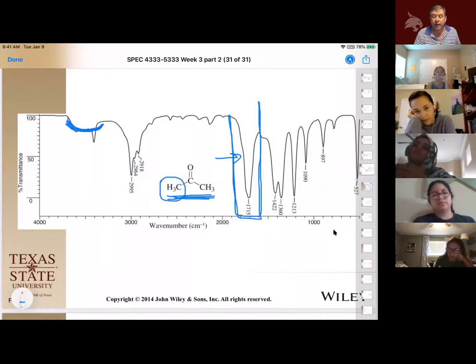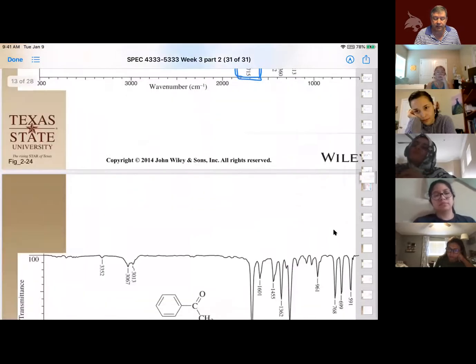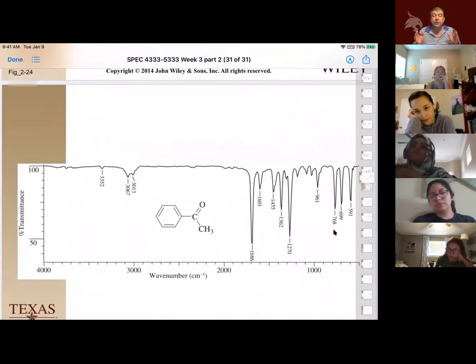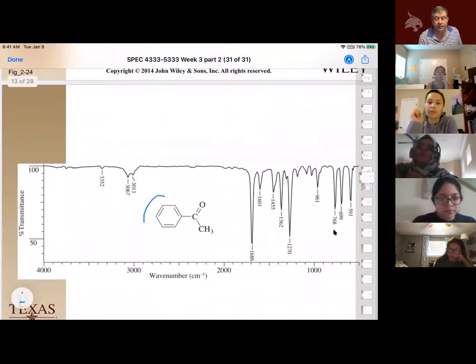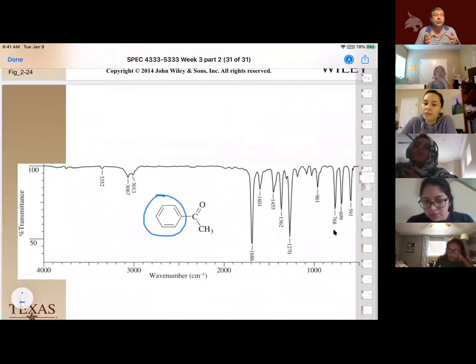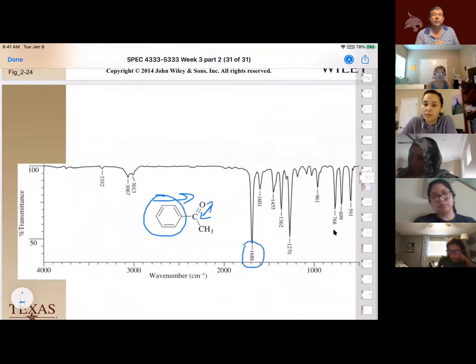Now, having something like a benzene ring next to it shifts it down. Why? The benzene ring is electron rich, so it's going to donate electron density, letting this bond get a little bit longer, and it shifts it down just below 1700. So if it's electron withdrawing, frequency goes up. Electron donating, frequency goes down.